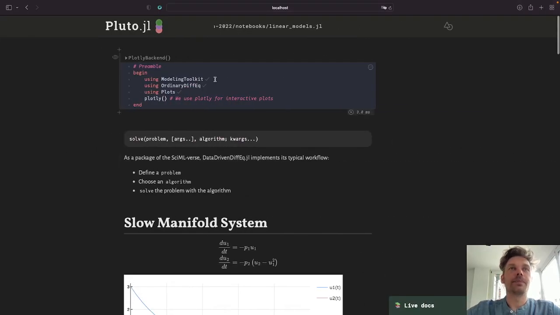So let's start. Of course, as a package of the SciML ecosystem, we solve and dispatch on the problem type, some additional arguments, and the algorithm. As I said earlier, the algorithm defines the implicit model structure.